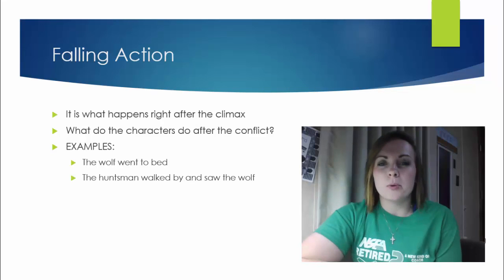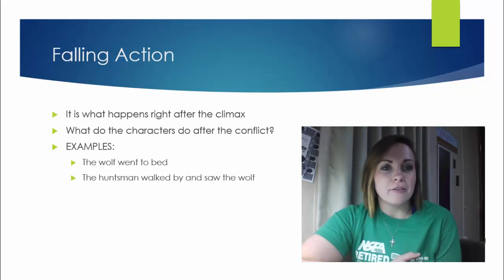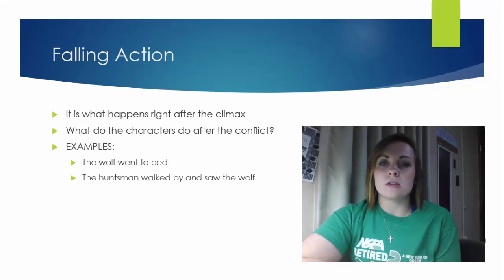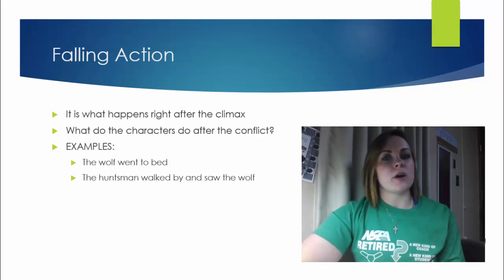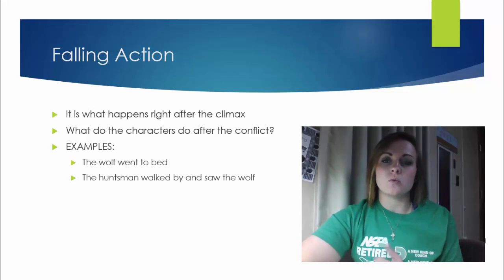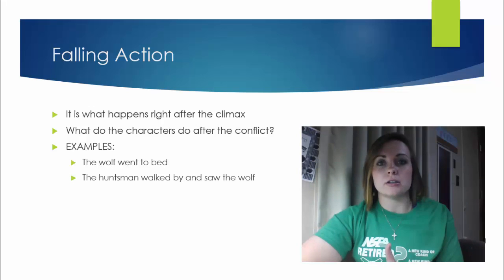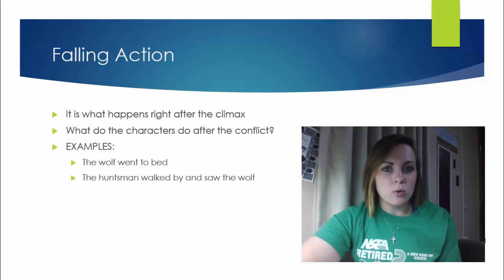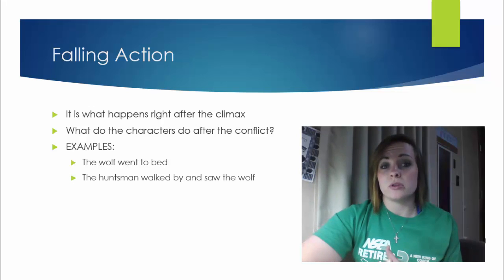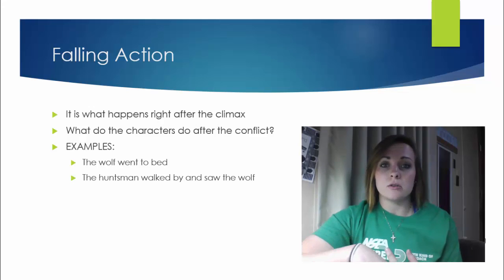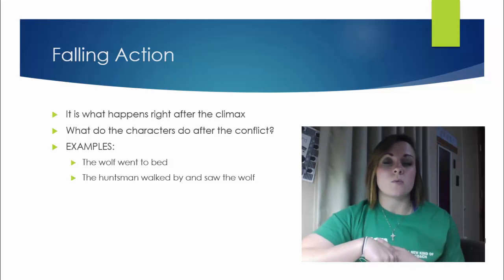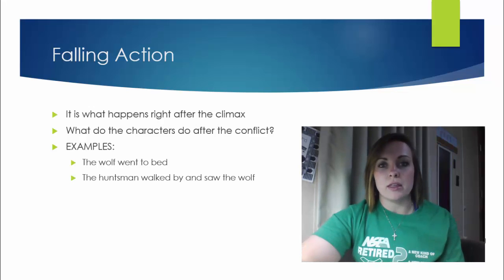So on to our fourth component of our literary pyramid. After the climax is the falling action. This is the moment in the story where the characters decide what to do after this high point of tension. So what is Little Red Riding Hood going to do after she gets eaten by the wolf? For example, this would be when the wolf goes to bed after he eats the grandma and Little Red. And then also a falling action would be how the huntsman walks by the house and sees the wolf in the house.